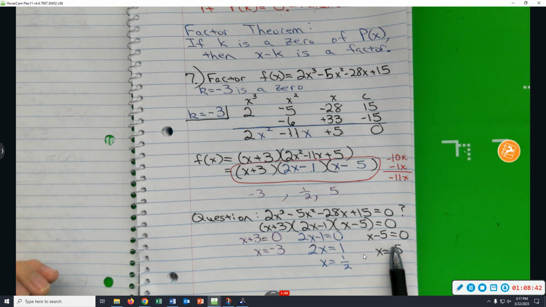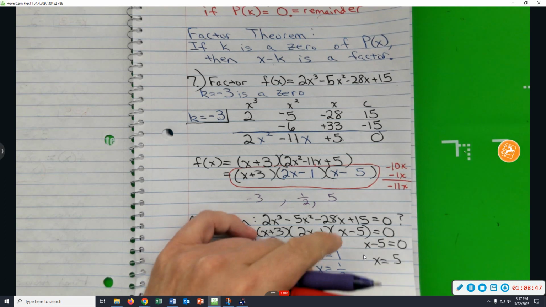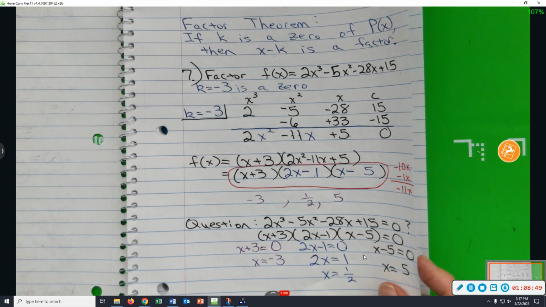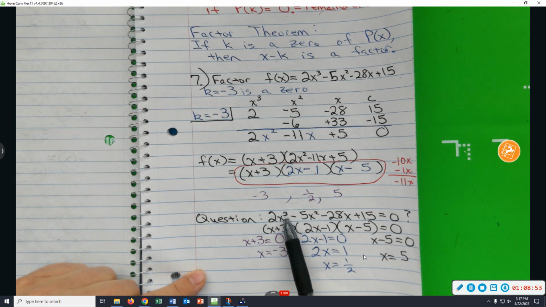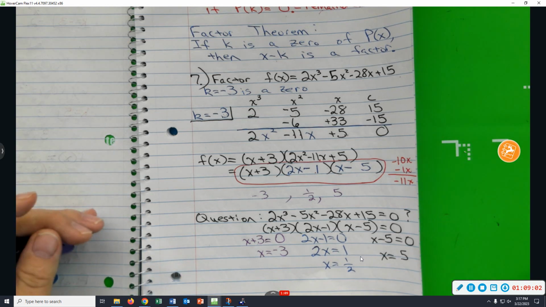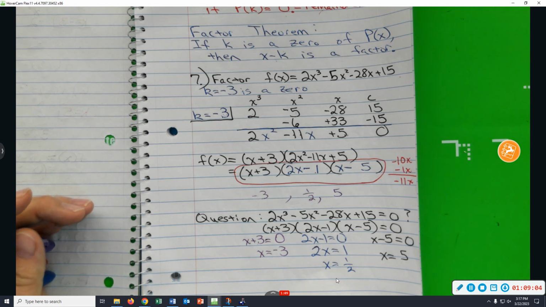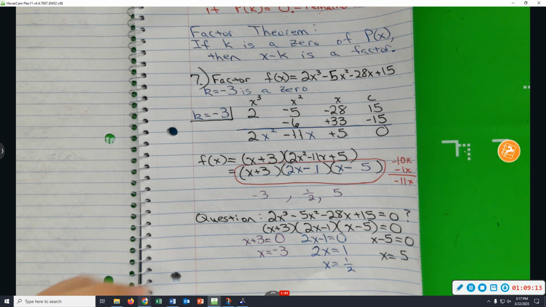I don't have to keep looking for other numbers to plug in to make it equal 0. The fundamental theorem of algebra says the number of zeros cannot exceed the largest exponent. So if it's x to the fourth, you couldn't have more than 4 zeros. You have the 4 sets of parentheses, and you could set each one equal to 0. Or if it were an x to the fifth, you couldn't have more than 5 sets of parentheses and 5 zeros.